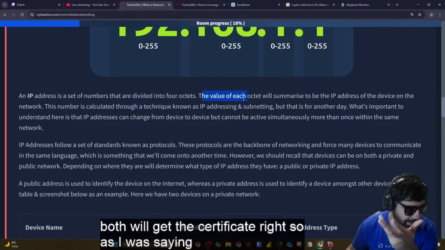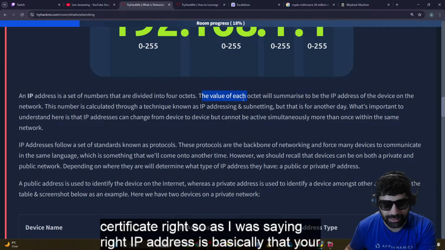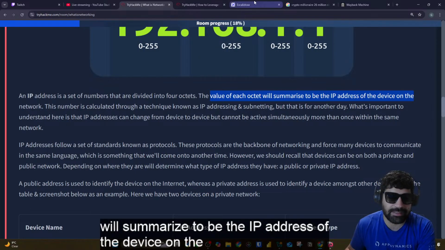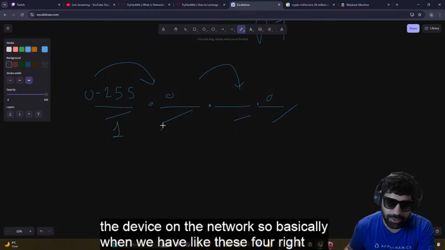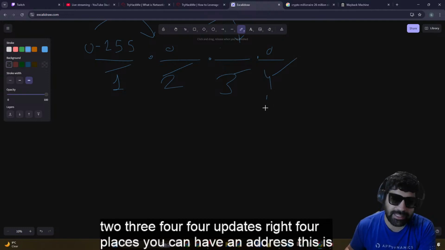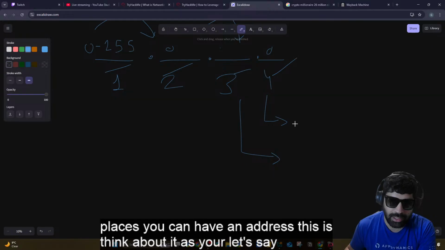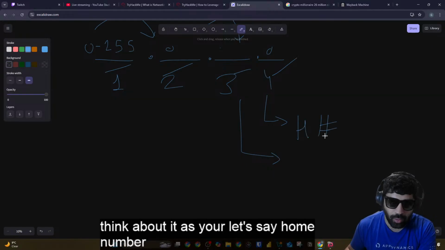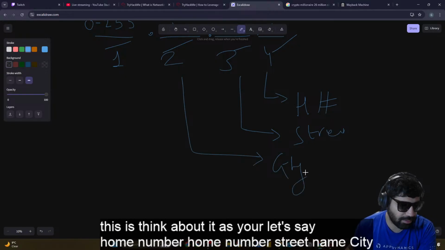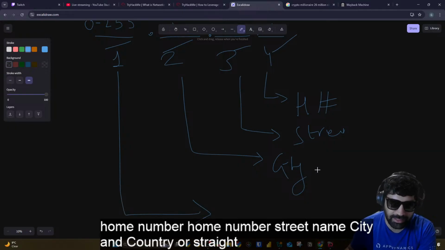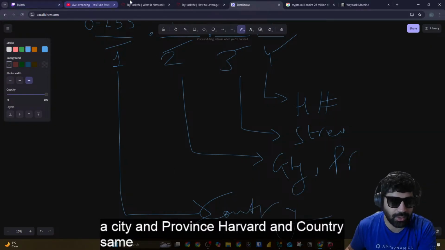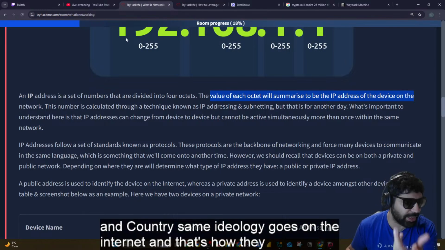So as I was saying, an IP address is basically your device's address on the internet. The value of each octet will summarize to be the IP address of the device on the network. When we have these four octets, four places where you can have an address, think about it as your home number, street name, city, and country, or city and province, and country. Same ideology goes on the internet, and that's how they find where to send the traffic.